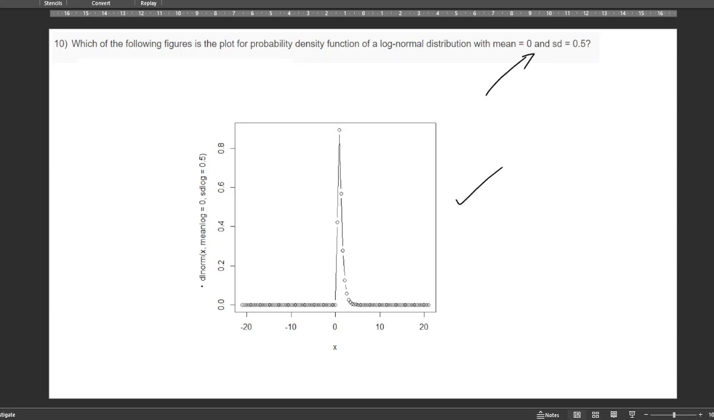It is generated using this formula, dlnorm, the log normal distribution, with x given from minus 20 to plus 20, meanlog equal to 0, and sdlog as given. That's the x value which I have given, and I obtained this plot.